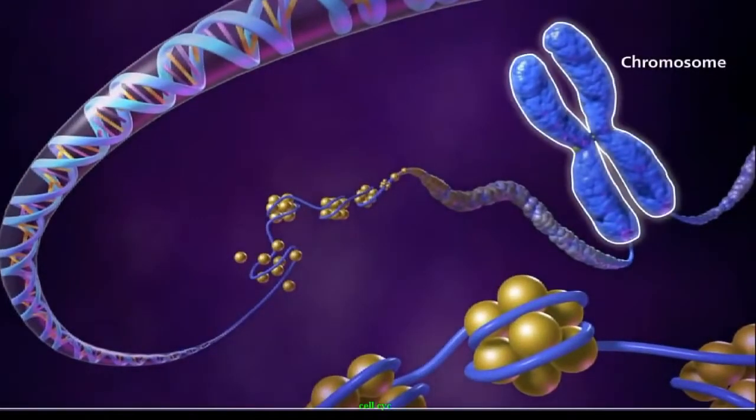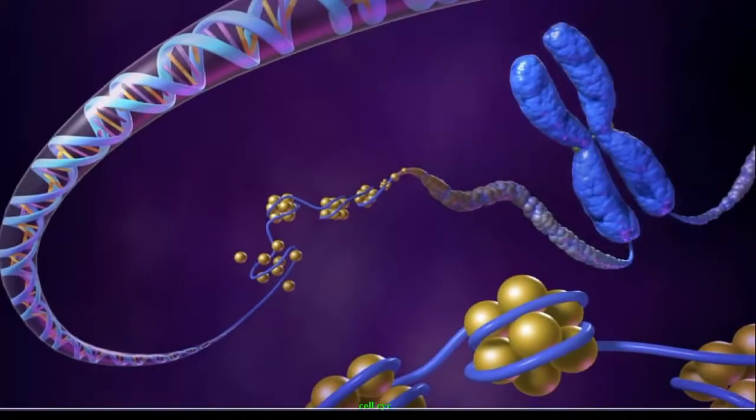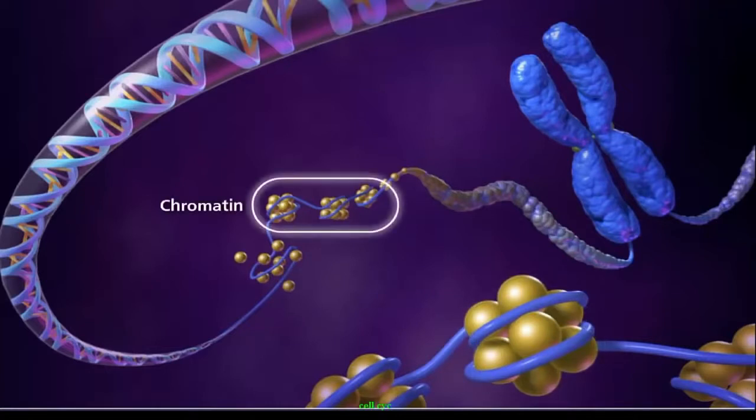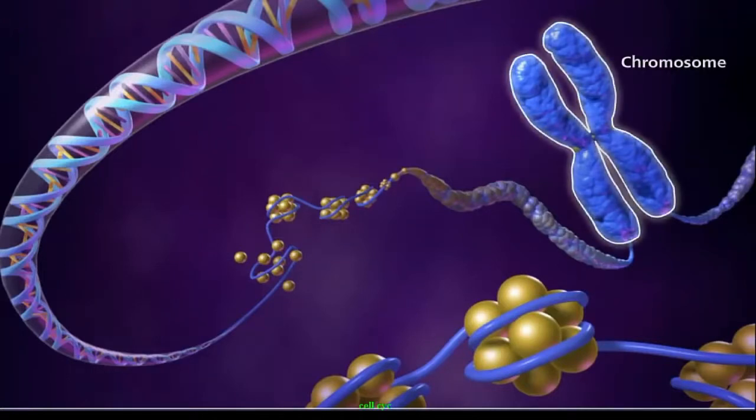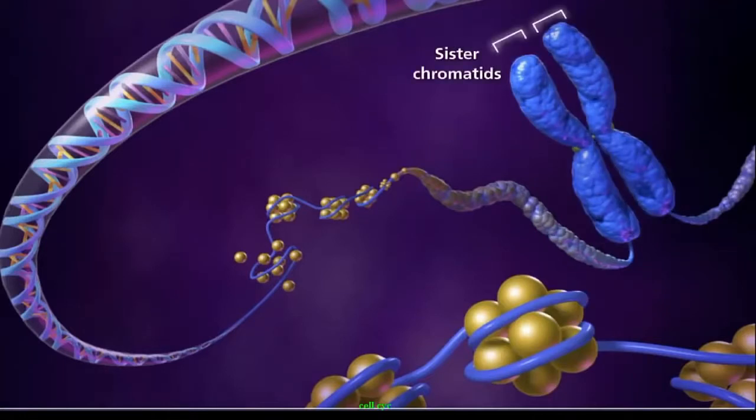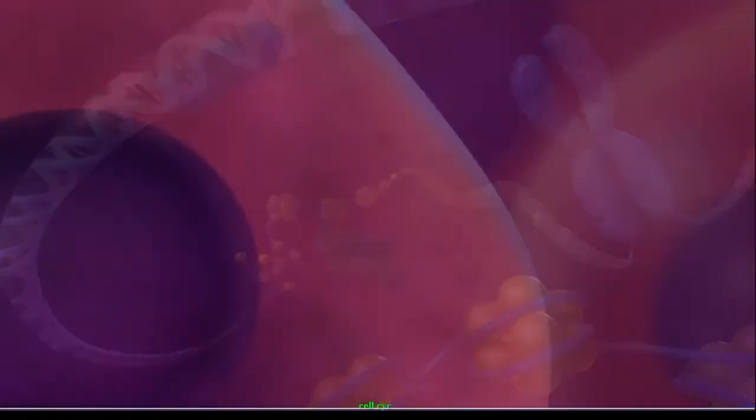Following DNA replication, the chromosomes condense in the nucleus of the cell. DNA condenses by wrapping around cores of histone proteins, forming nucleosomes. This beads-on-a-string structure is called chromatin. As a cell prepares to divide, chromatin coils up further, shortening and condensing the chromosome. The replicated chromosomes are called sister chromatids.